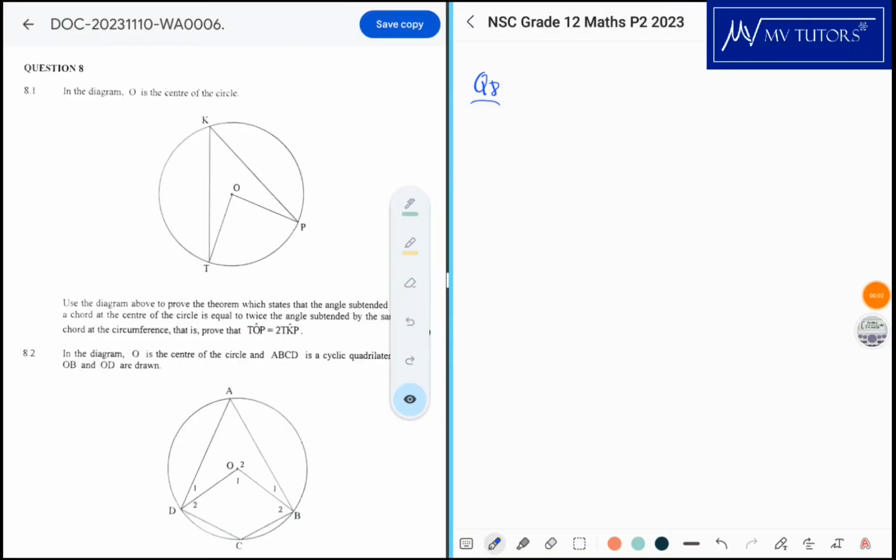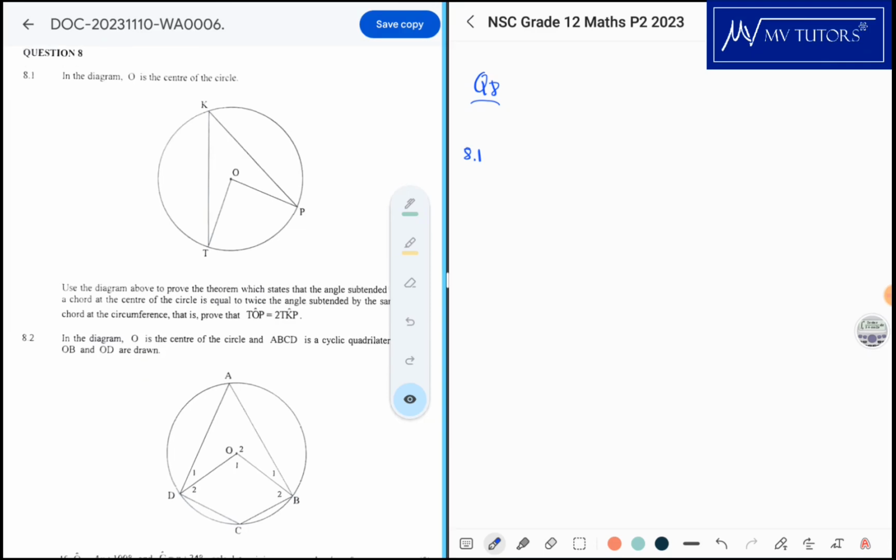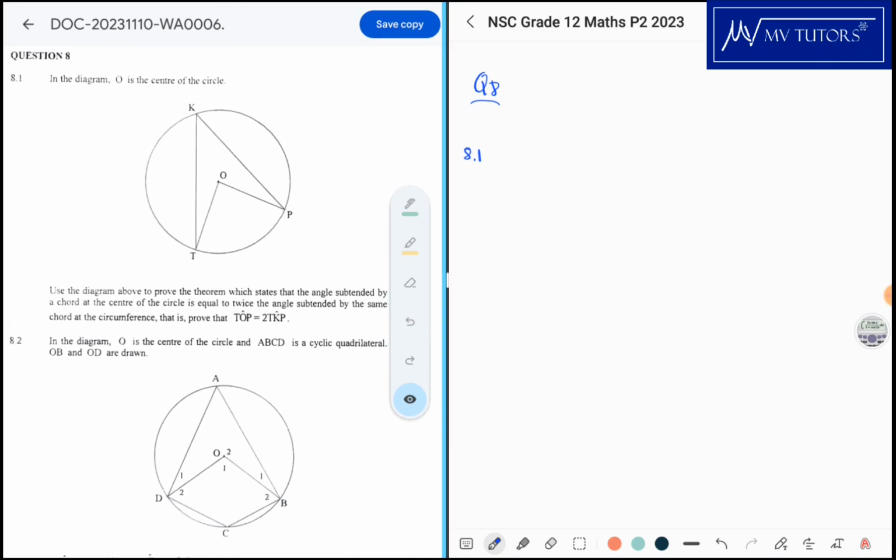Okay, now let's look at question 8. So 8.1. In the diagram, O is the center of the circle. Without even going far, I can see you need to prove the theorem which says that this angle over here, O, is actually twice that angle over there. I am not going to prove this.